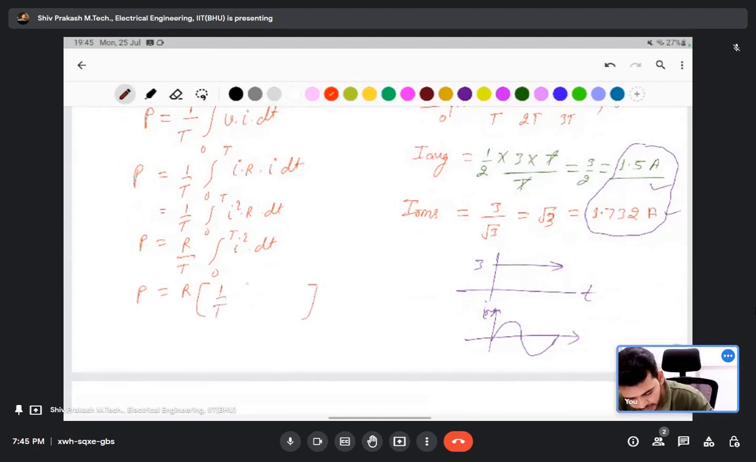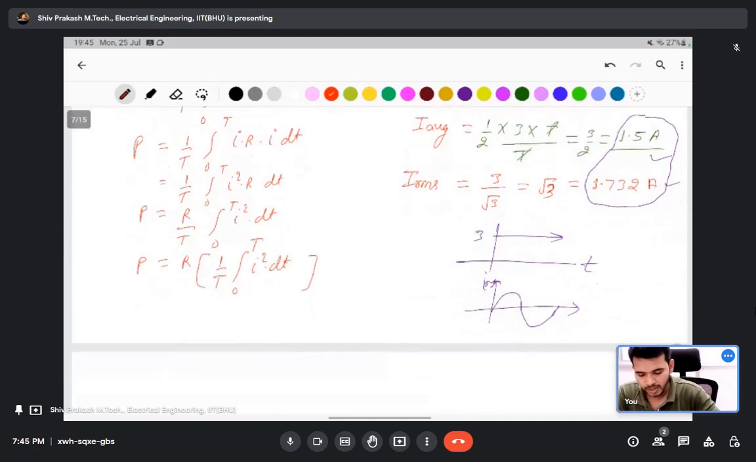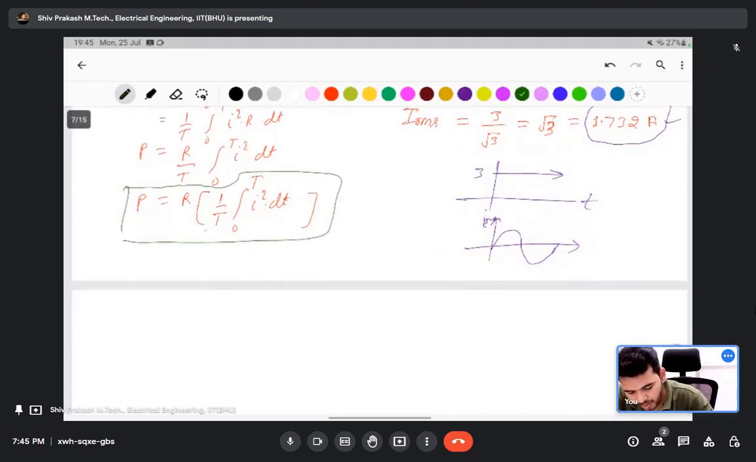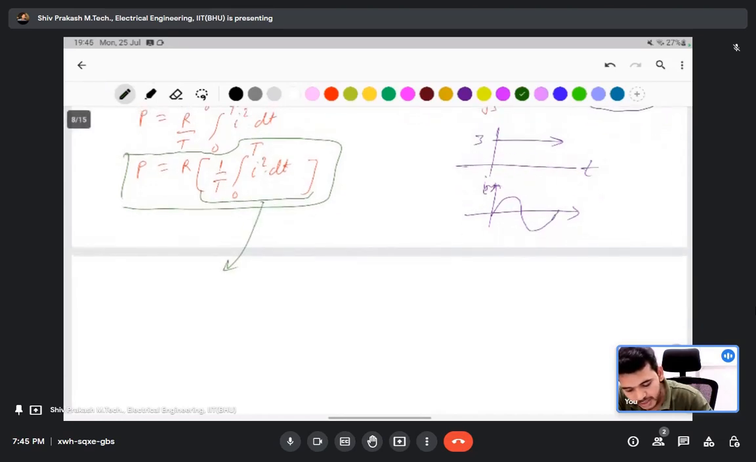Taking the bracket 0 to T, I square into dt. Here the power is. You know about that? This one is the RMS current. Use the RMS formula, RMS current. RMS means root mean square. Root mean means average, square I square.